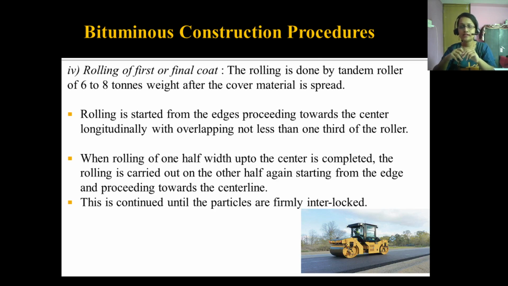Next is rolling of the first or final coat. This rolling is done by a tandem roller. You can see this is a tandem roller. Rolling is started from the edges and proceeds towards the center longitudinally with overlapping not less than one third of the roller. When the rolling of one half width up to the center is completed, rolling is carried out on the other half, again starting from the edge and proceeding towards the center line. This is continued until the particles are firmly interlocked.